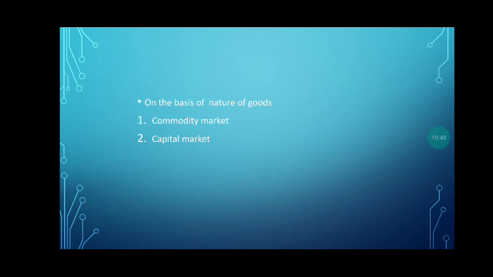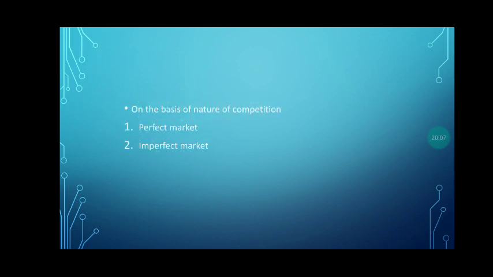The other one is the forex market. Whenever we are talking about the forex market, these are the markets which deal in various foreign currencies, foreign exchange, etc. Okay, so again these are the different classifications of the capital market. The next basis for classification is the nature of competition. Whenever we are talking about the division of market on the basis of nature of competition, it's again categorized into two categories, that is perfect market and imperfect market.